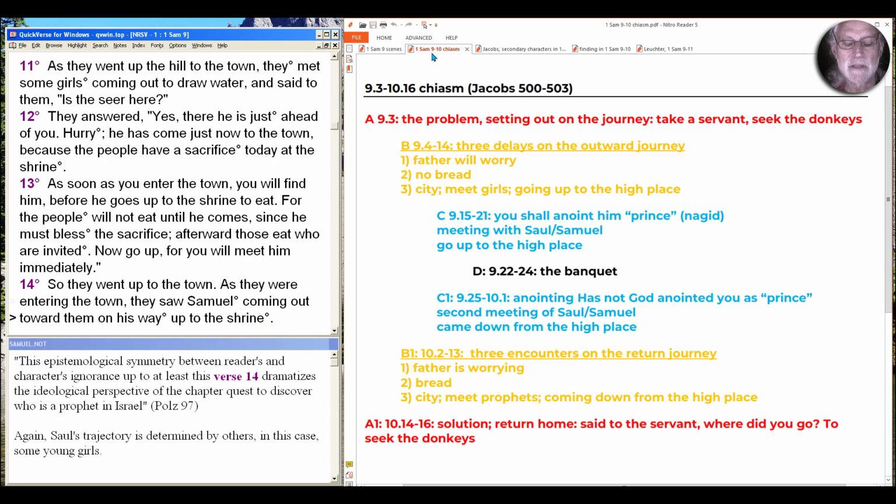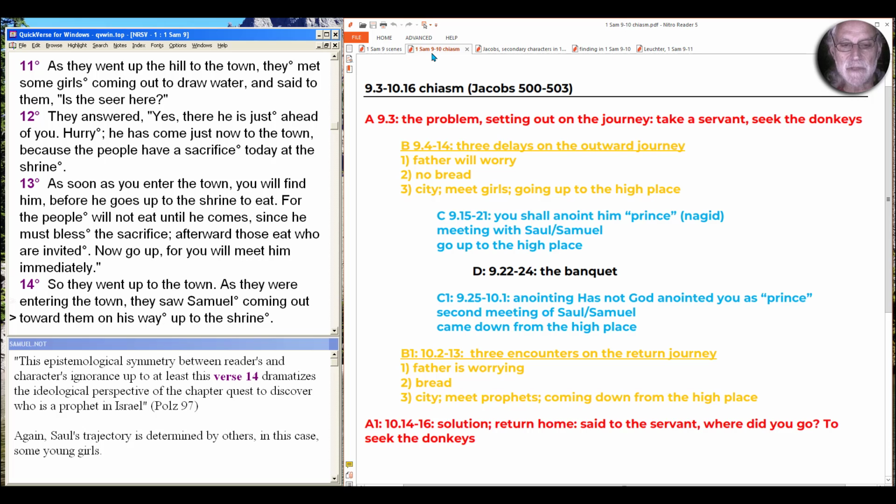But in each case, there's one of the recitations of your father will be more worried about you than the donkeys, and we see that on both parts. In the first part, Saul complains that he has no bread to give the man of God, so how can they see him? In the end, the man of God, Samuel, provides bread for him. And then in this first one, they're approaching the city, and they meet the girls that we'll see today going up to the high place, the Bama, translated here as shrine, but high place is important for reasons we'll look at. And in the B1 section, again, we hear the father is worried, and they have bread, and we already mentioned that, and they meet prophets instead of girls coming down from the high place.